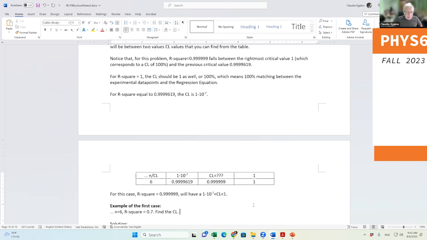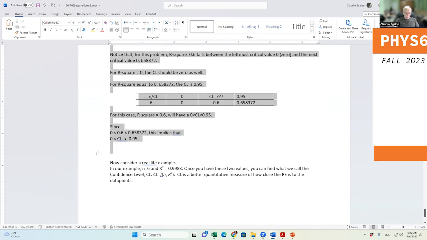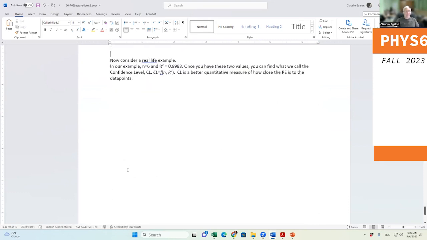And we can repeat the same thing for n equal to 6, right? The only difference is that the R squares are going to have different values. That's the only difference. I'm not going to do that. And that's the second case.